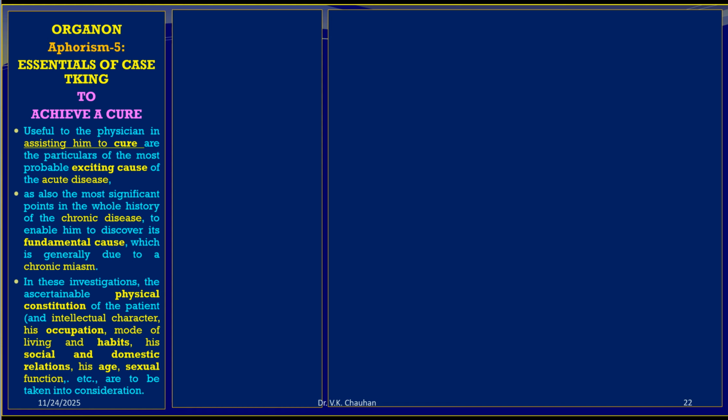And for that reason, if you are going to treat the chronic disease, then the third paragraph here tells us that in these investigations, the ascertainable physical constitution, his physical attributes, height, weight, texture, skin, eye color, hair color, delicacy, muscle mass, rigid, fine, of the patient, intellectual character, whether he is an intellectual person or has a dull mind, what kind of mental attitude and aptitude he has, his occupation, mode of living, habits, his social and domestic relations, his age, sexual functions are to be taken into consideration.